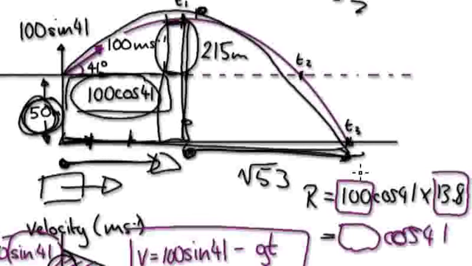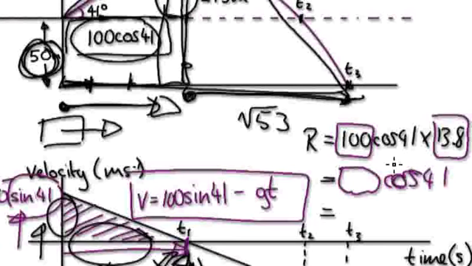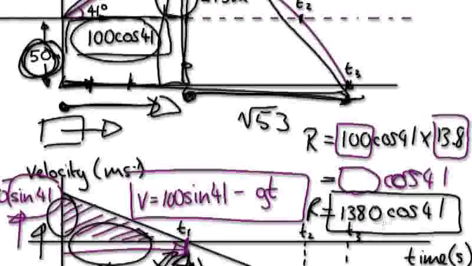Let me do it. Sorry. So here it would be this times 100, which would be 1380, because we're moving the decimal point there, and then cos 41. So our range is 1380 cos 41.